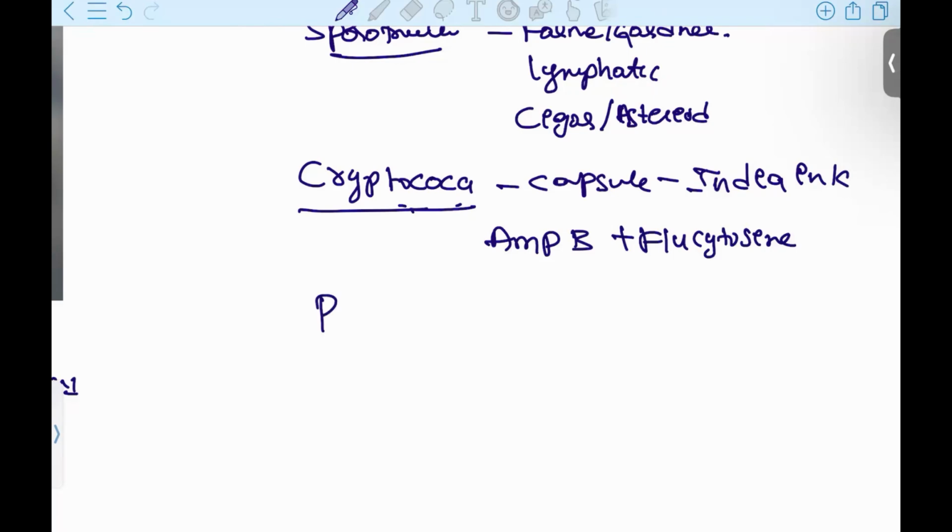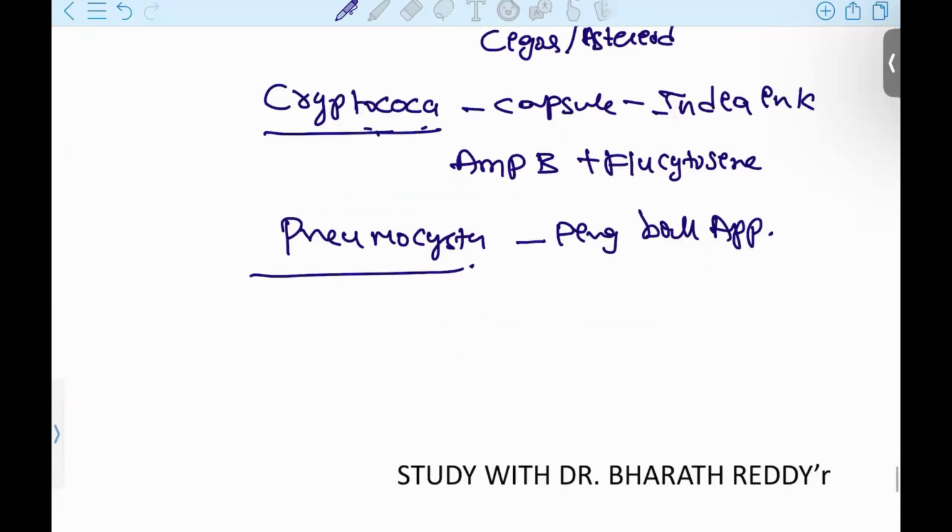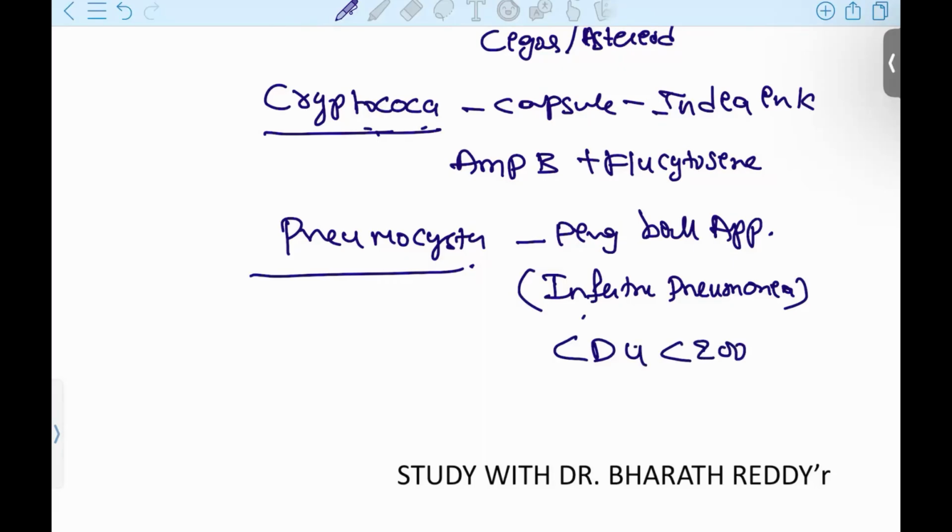Okay, next, Pneumocystis. So Pneumocystis patients will have the pink ball appearance. Okay, pink ball appearance. And in Pneumocystis patients, there will also be infiltrates of pneumonia. Okay, and if the CD4 count is less than 200, HIV patients are at very high risk for developing Pneumocystis jirovecii.